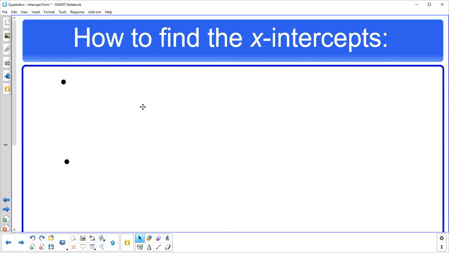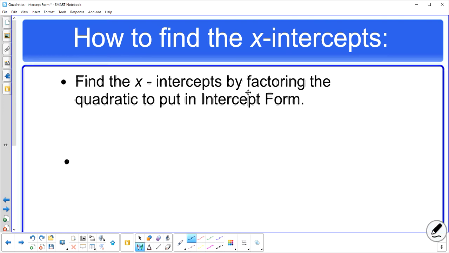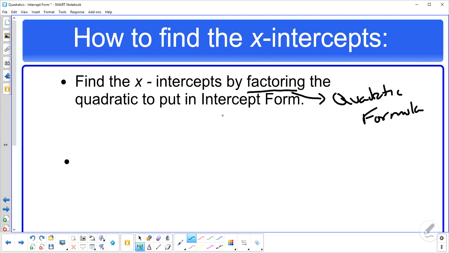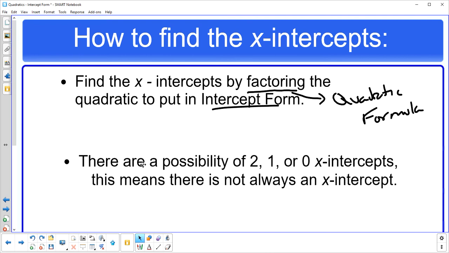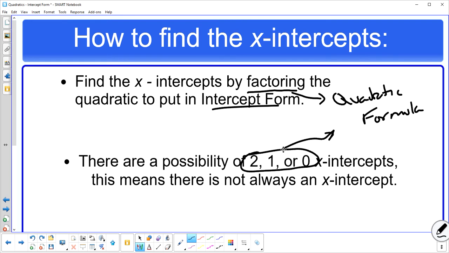Okay, to find the x-intercepts, suppose it's not given to you in that form, what you're going to want to do is factor that. The other thing you can do is quadratic formula. Now, it doesn't matter which one you do, either way, it should help to get into intercept form. There are always going to be a possibility of 2, 1, or 0 x-intercepts, and if you remember when we talked about quadratic formula, same idea. There was always 2, 1, or 0 solutions to the quadratic formula. Whatever your solutions are in the quadratic formula are also what are called your x-intercepts. Now, because there could be an option of 0 x-intercepts, that means that there's not always an x-intercept.